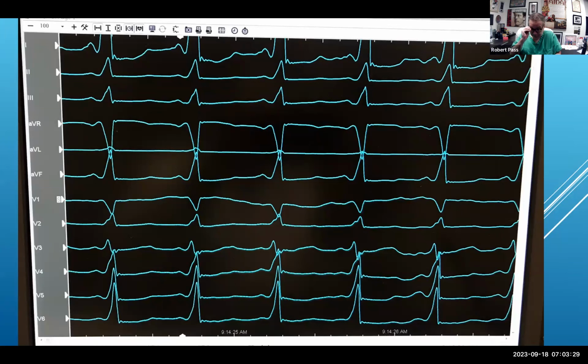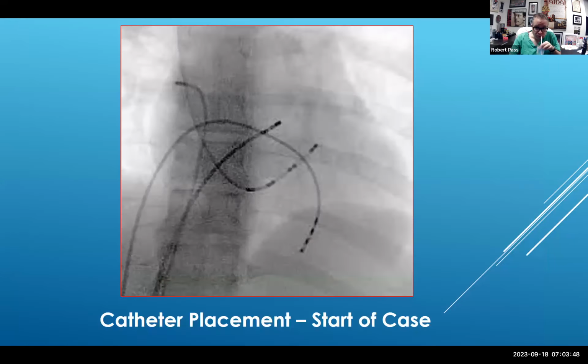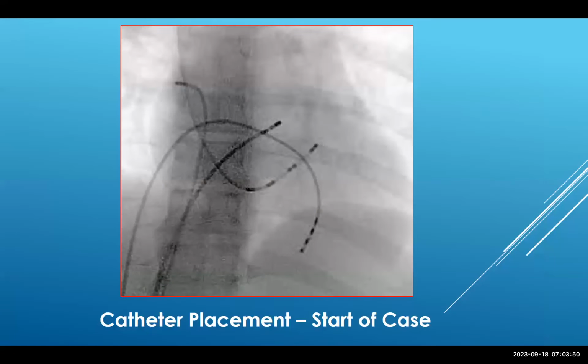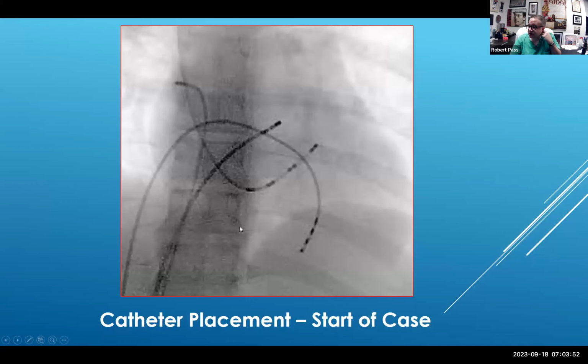But I think you would all agree that we see evidence of a delta wave and a very short PR interval, and we're going to discuss the pattern in just a moment and how we determined non-invasively that this is likely in the septal area and anteroseptal. But this is the catheters after we have gotten vascular access.